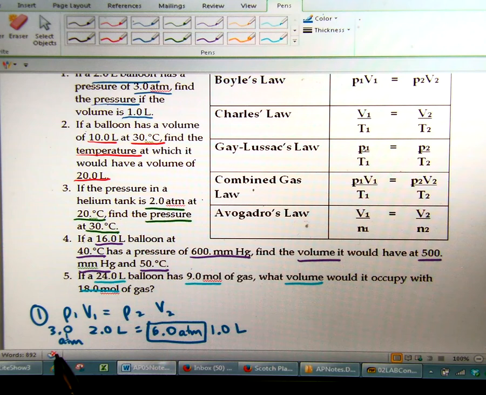Now let's take a look at this a little further and understand what's going on. The pressure in the balloon was 3, and then the volume was 2 liters, and then what happens is you took the balloon and made it smaller to 1 liter. So you cut the volume in half. You made the balloon get smaller.